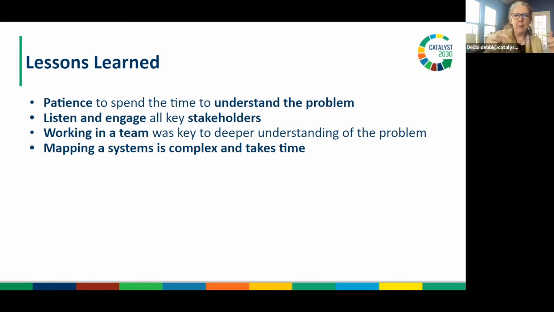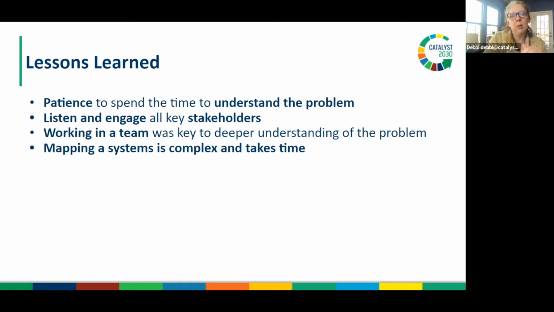But then the second one is I have to listen to the stakeholders. The people in the communities who are facing these challenges, we need to listen and engage them in the solution and have those conversations with them. So really spending time, lots of interviews and conversations, and watching what's happening on the ground.